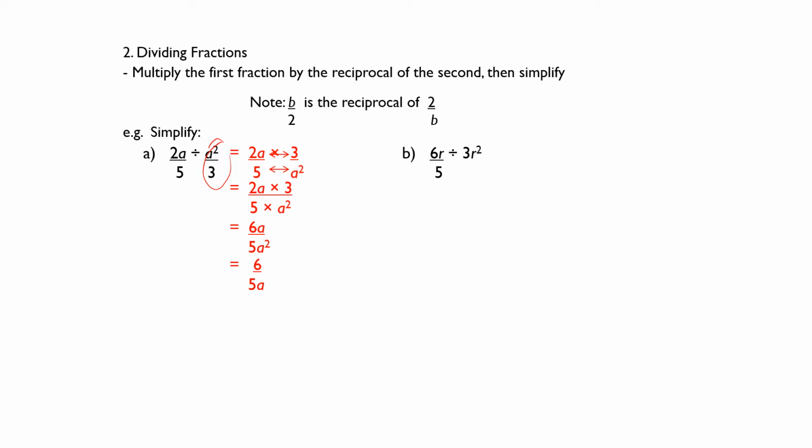So this one here, when you've got divided by 3r squared, pretend it's over 1. Okay, so then when you flip it upside down, it becomes 1 over 3r squared. Multiply them together, and you get 6r times 1 is 6r, 5 times 3 is 15r squared. One of the r's on the top cancels with one of the r's on the bottom, and so I end up with 2 over 5r.